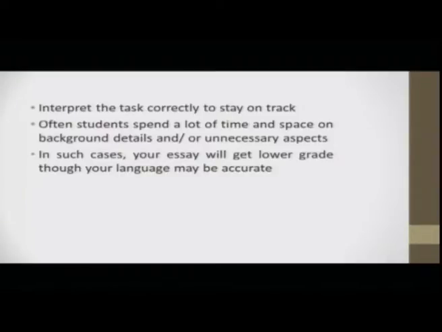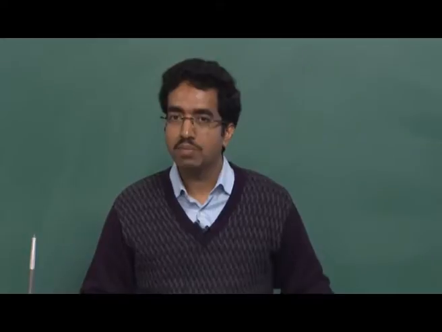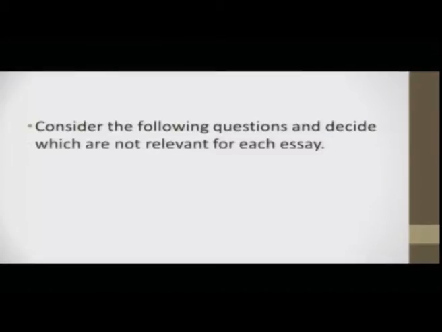So, often students spend a lot of time and space on background details and/or unnecessary aspects. In such cases, automatically your write up will get a lower grade, though you may have very good language in terms of grammar and vocabulary. For example, we will now look at some examples.